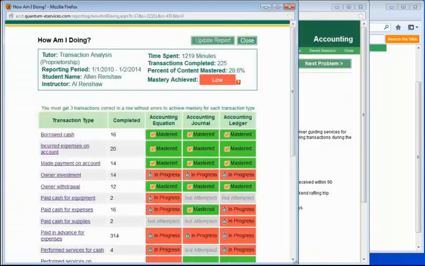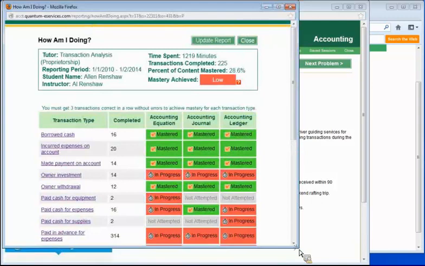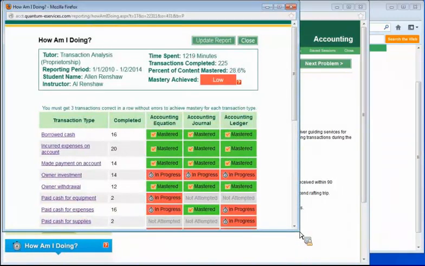Basically, it's a scorecard. And so when we're talking about mastery, we're talking about this page. You can literally tell your students, I want you to go out and master transaction analysis. And what they would do is essentially go out, here's all of my transactions, and here's the accounting equation, the journal, and the ledger, just like in the software. Their job is to turn all these items green. And as you can see right now, I'm not a very good student. My mastery achieved is low, and I've mastered 28.6% of the content that's been introduced to me.